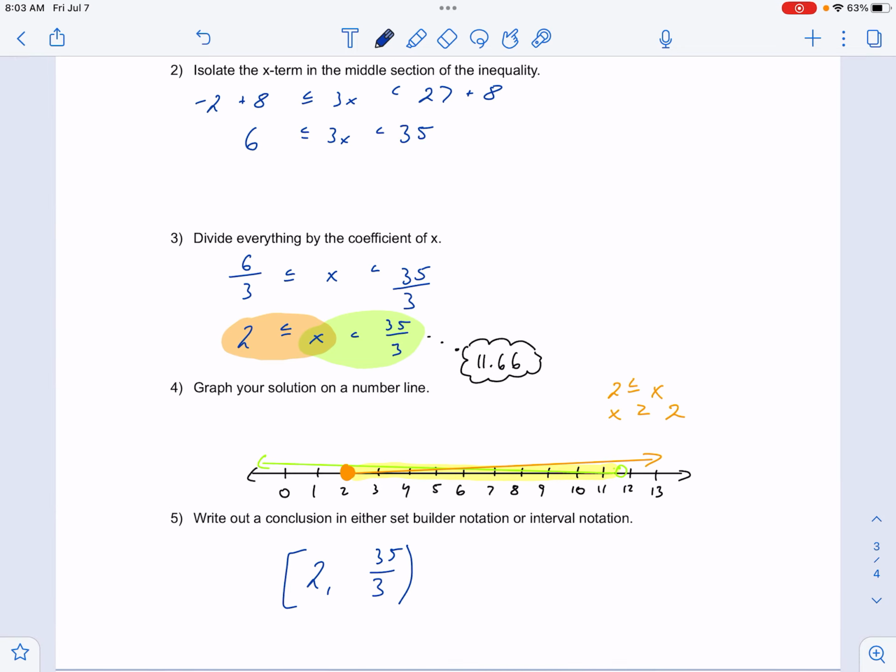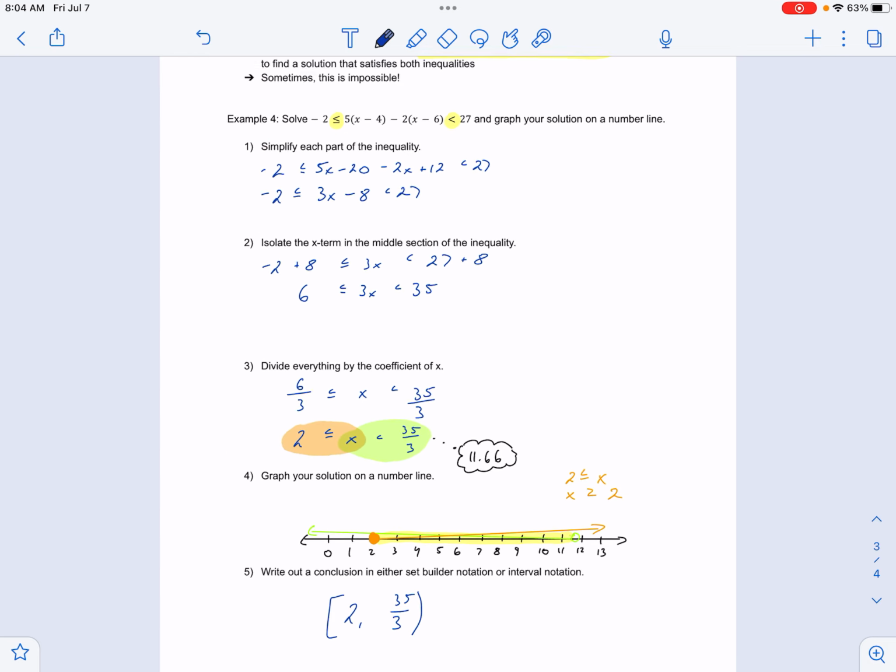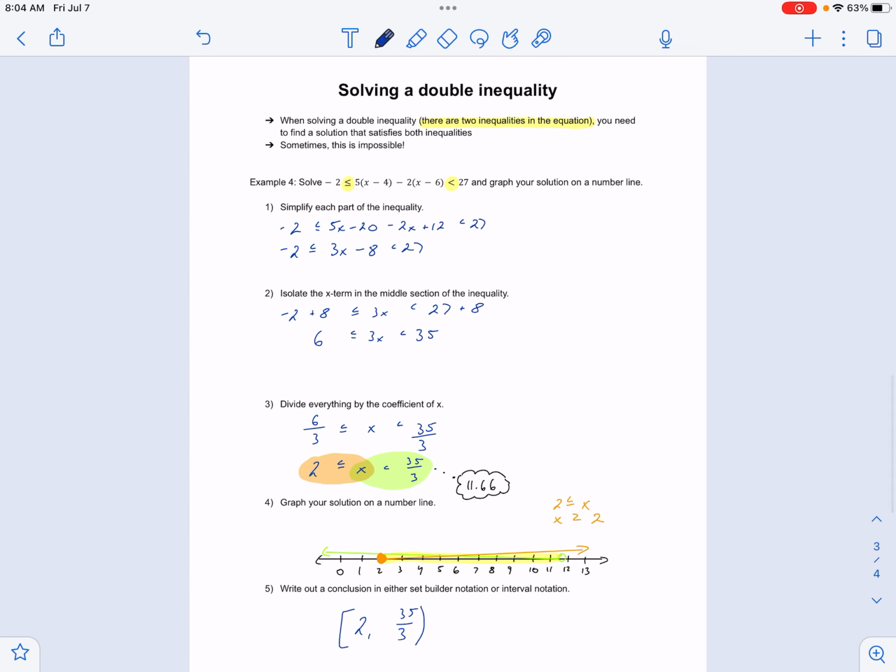Okay? All right, good recap. We've done solving inequalities. We talked about the issues with the negative sign. I've shown you how to graph them, and we've even gone so far as to do a double inequality. Great work, everybody.